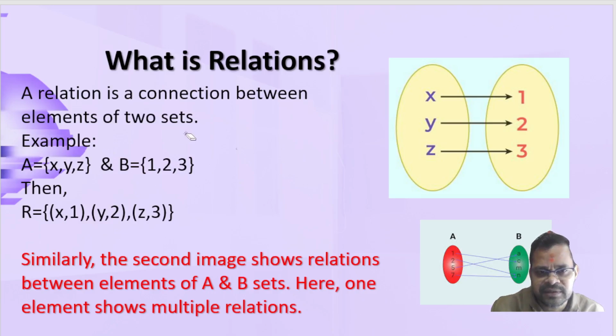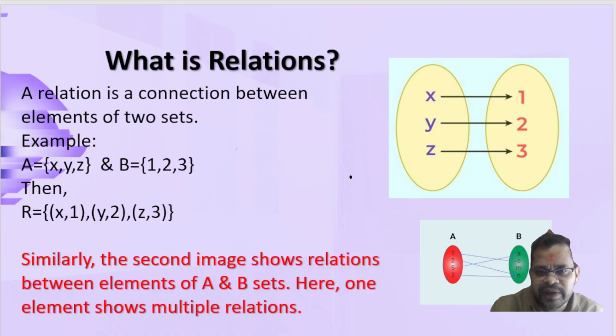So what are relations? If you understand what relations are, then half of your conceptual clarity will come. A relation is nothing but the relationship or the connection between two sets. So here you see, XYZ is one set and 1, 2, 3 is another set. X is related to 1, Y is related to 2, Z is related to 3. So the A set consists of XYZ, and the B set comprises 1, 2, 3.